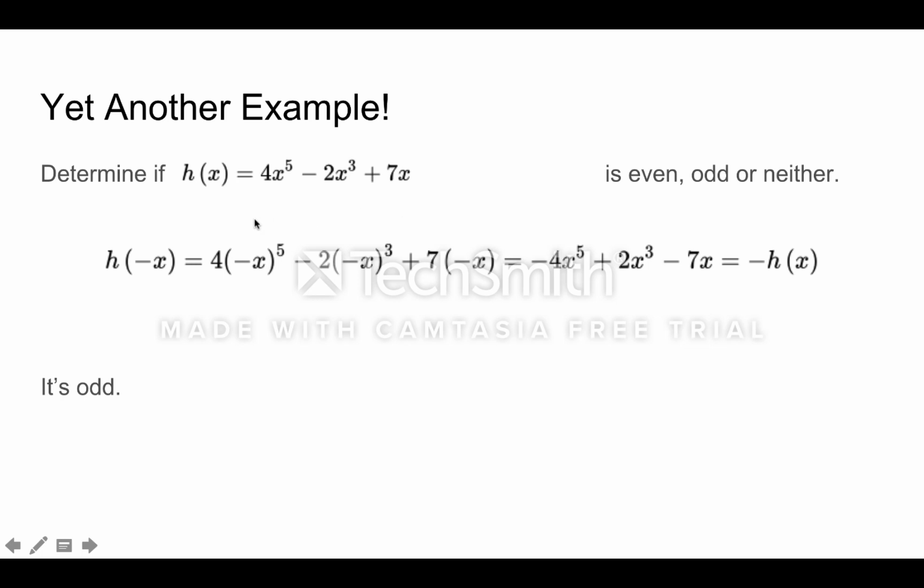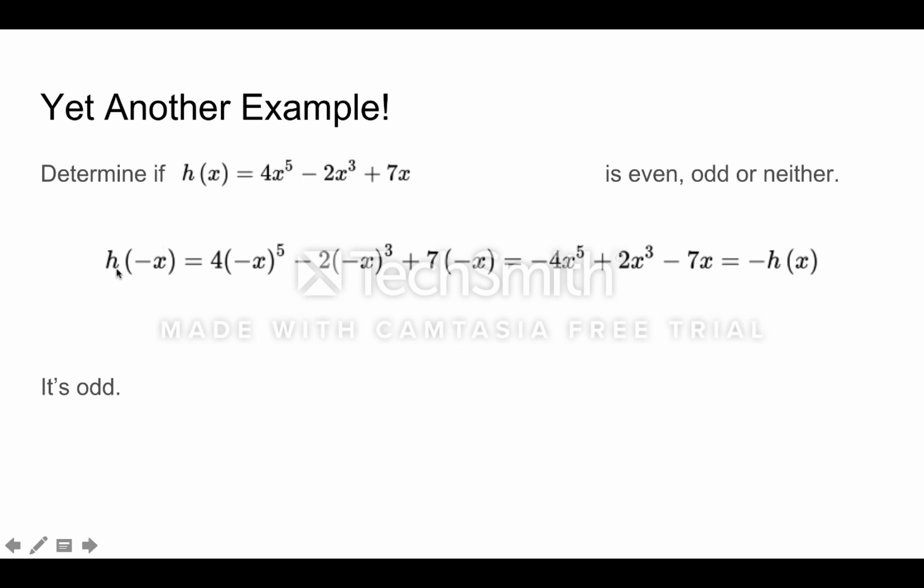Okay, what about this example? Again, if you're really quick, you can just notice we've got all odd powers. X to the 5th is an odd power. X cubed is an odd power. X to the 1st is an odd power. If we have all odd powers, we're going to have ourselves an odd function.